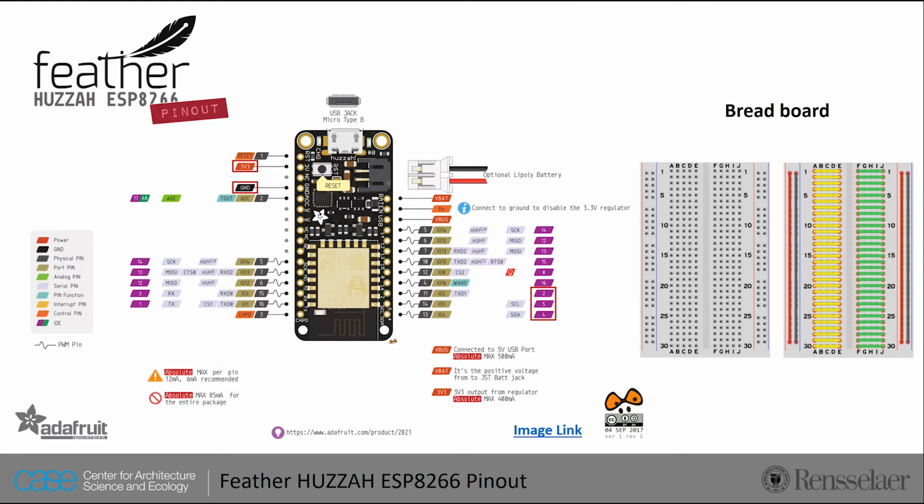This slide shows the Feather Huzzah pinout and the principle of the breadboard. You don't have to understand all the pins in the Feather Huzzah, but just several pins for this tutorial. 3V3 is used for supplying power to the board, and GND is used for connecting the ground in the circuit. 2, 4, and 5 are just the pin numbers, but these pins are used for sending or receiving data from the sensor.